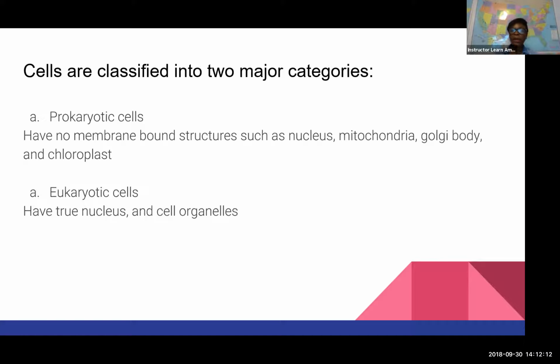The prokaryotic cell will be more of your bacteria cells. These guys have no membrane-bound structures on the inside. So structures such as the nucleus, the mitochondria, Golgi body, chloroplast, these structures you do not see wrapped in the membrane inside the cell. Whereas the eukaryotic cells, those have the true nucleus and the organelles. And so that's the one we refer to the most when we talk about plant and animal cells. Those are our eukaryotic cells. Whereas the prokaryote, as I said before, are primarily bacteria cells.